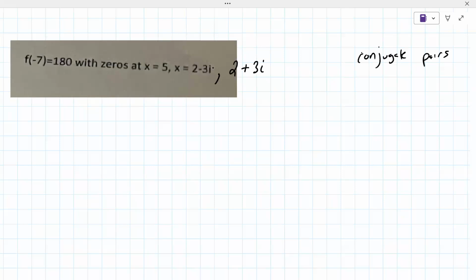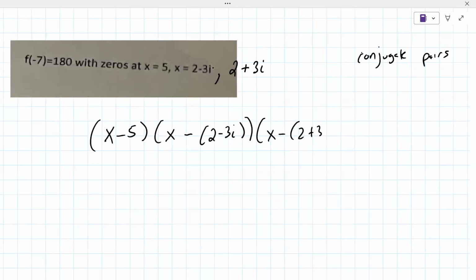Did you hear that in class? Do you remember that from class? Yes, I do. Okay. So the way you write it, and I think I saw this on the other page, you write x minus the root: x minus 5, x minus 2 minus 3i in parentheses, x minus 2 plus 3i in parentheses like that. Has to be in parentheses. Very, very important.